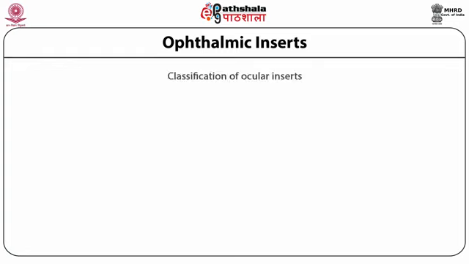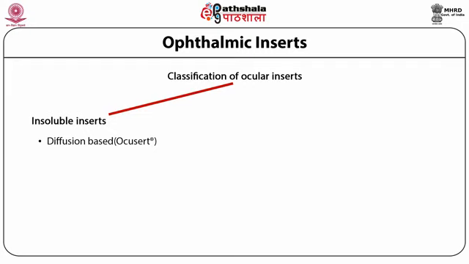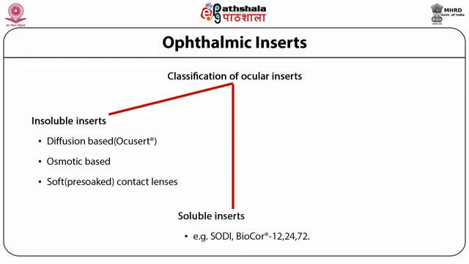Now, coming to the classification of ocular inserts. Ocular inserts are classified into three categories. Number one, insoluble inserts. Secondly, the soluble inserts. And the third one is bioerodible inserts. Insoluble inserts include diffusion-based like Ocusert, osmotic-based, and soft pre-soaked contact lenses. The soluble inserts include SODI, Biocorp, whereas the bioerodible inserts include the Lacrisert and Minidisc.